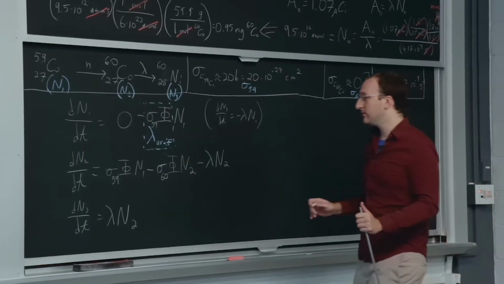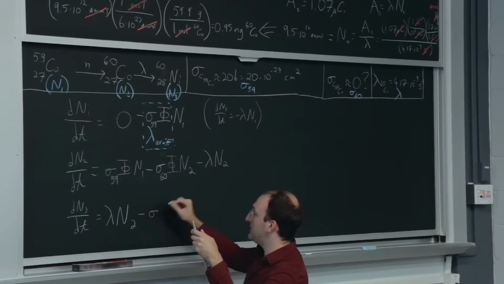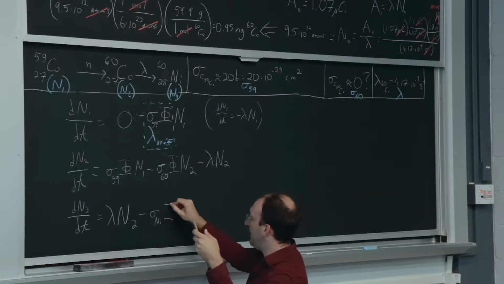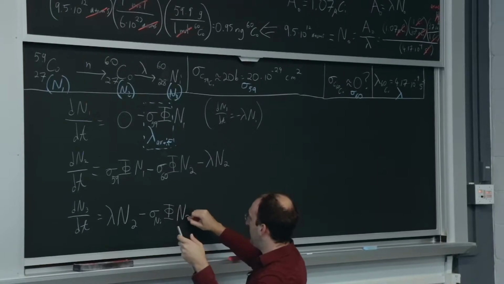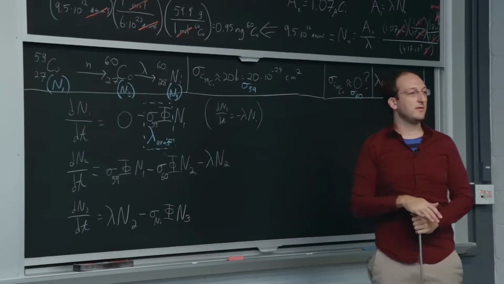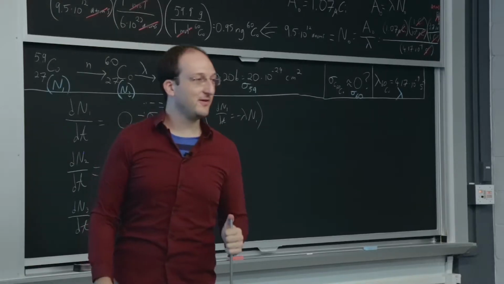Sigma, whatever, pi, N3. Yeah, there's going to be some new sigma. Let's call it sigma nickel 60, phi, and 3. But is the sigma going to be 0 this time around, or is it actually going to be? Let's find out.